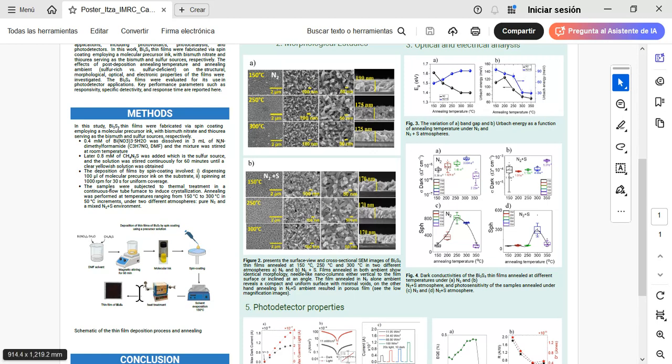Annealing was performed at temperatures ranging from 150 degrees Celsius to 300 degrees Celsius in 50 degrees Celsius increments under two different atmospheres: pure nitrogen and a mixed nitrogen plus sulfur atmosphere.